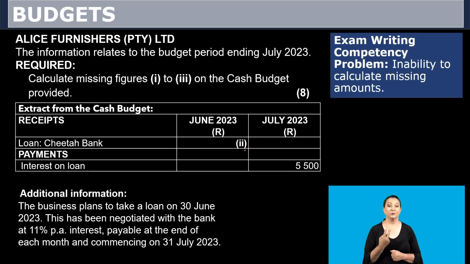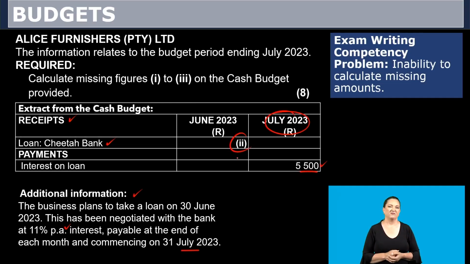Number 2, we're required to calculate the loan. You can see here we are under receipts. So that means we've received a loan from Cheetah Bank, and what we're given is the interest here. Let's read the additional information. It reads, the business plans to take a loan on 30 June 2023. This has been negotiated with the bank at 11% per annum. That's the interest rate now. And the interest is payable at the end of each month, commencing 31 July this month. So we've already made the payment. What they want us to do is to get that loan.